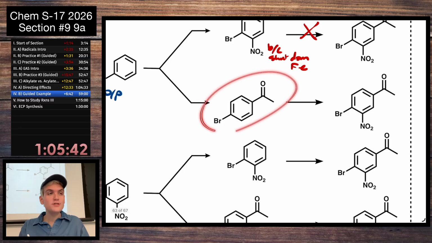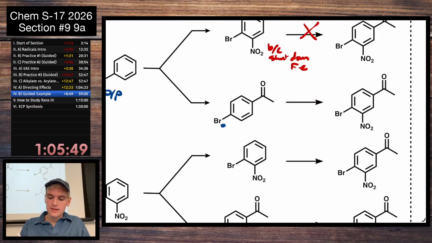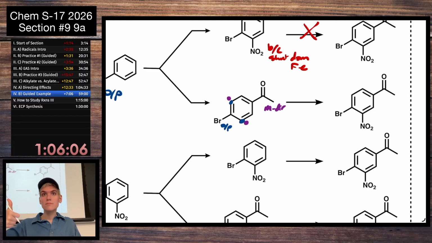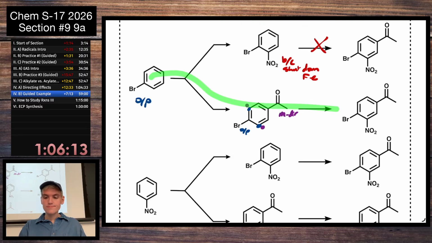Well, now we have two things on our ring if we want to try to do this route and do our nitration last. How is our bromine directing? It's ortho-para to it. And then what about our carbonyl? How does it direct? It's withdrawing, so it directs meta to it. So the meta positions to it line up exactly. So that works. Both of our directing effects agree. So this synthesis route is valid.